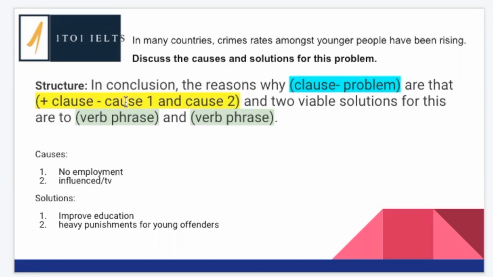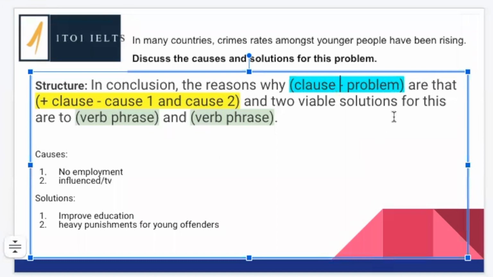We're going to talk about our 2 causes, and these were mentioned in the first main body paragraph. And we're going to talk about our 2 solutions, which were talked about in our second main body paragraph. Therefore, we are summarizing our 2 causes, our 2 solutions. So we're summarizing all the 4 ideas that we had in this essay. You'll notice that in this structure, I've shown the grammatical structures that we need to use to do this. So when we're going to talk about our problem, we are going to use a clause.